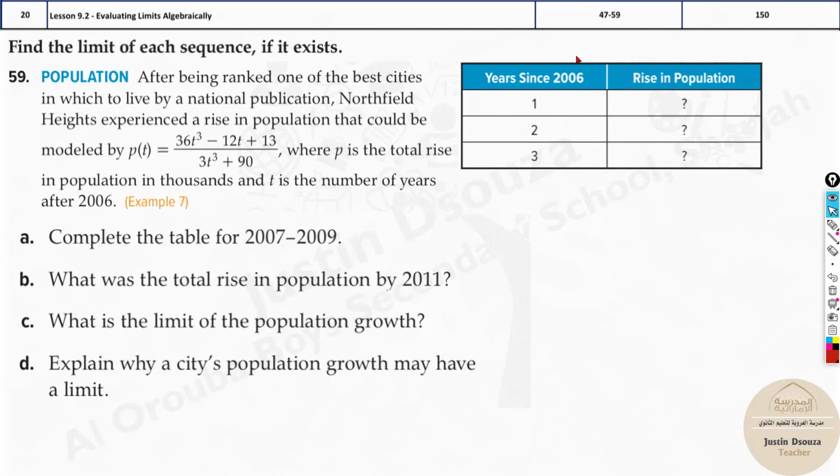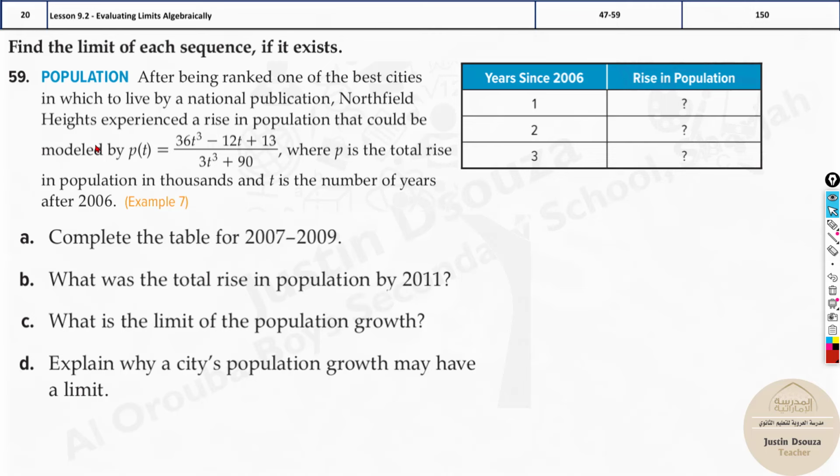We have a real world problem, and this is the last problem in the entire writing part. It is about population. After being ranked one of the best cities in which to live by a national publication, Northfield Heights experienced a rise in population that could be modeled by this particular equation, where P is the total rise in population in thousands and T is the number of years after 2006. So here the equation is given. You need to complete this table. The population for 2007 to 2009.